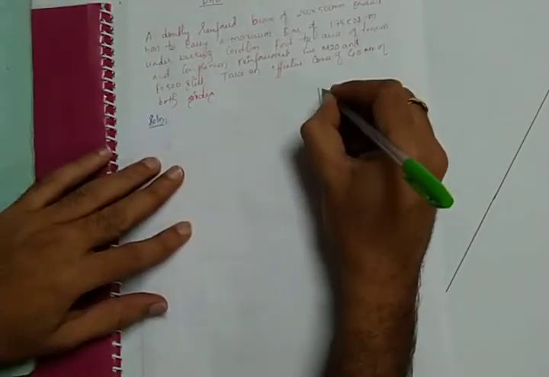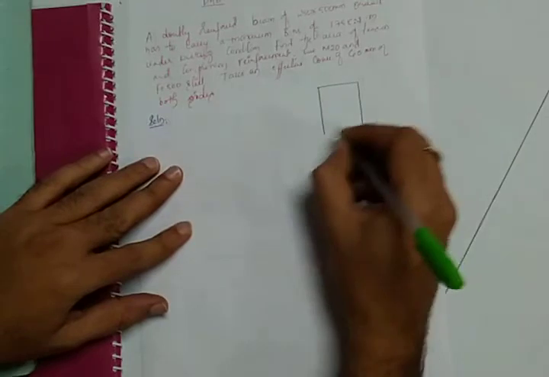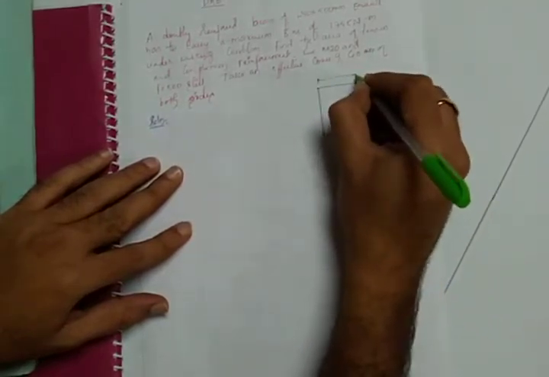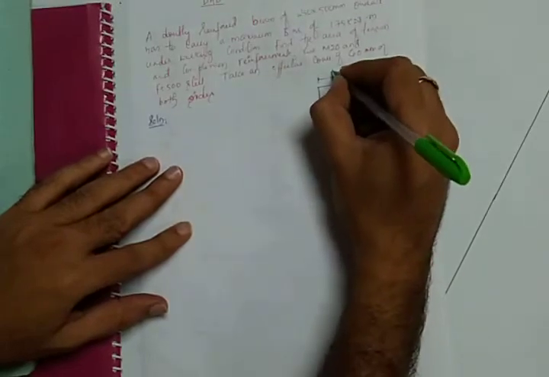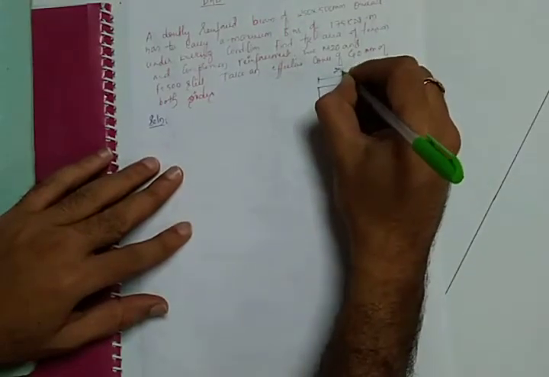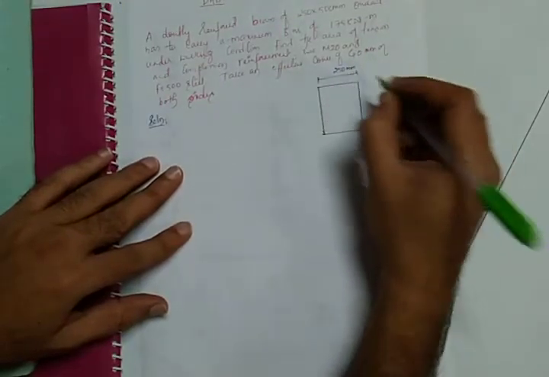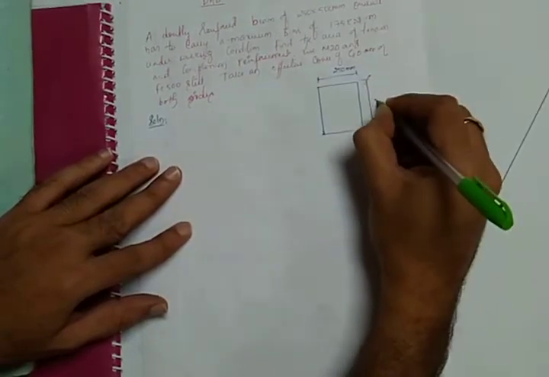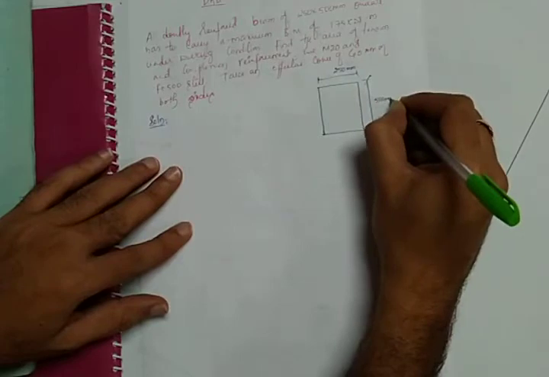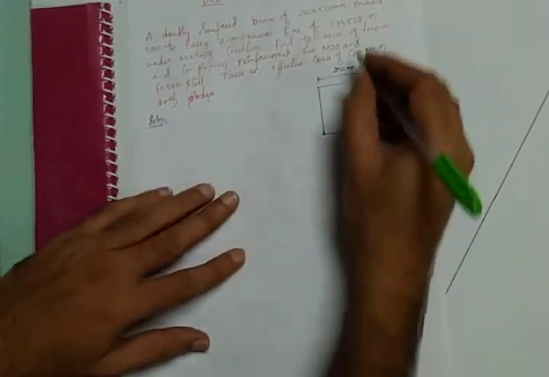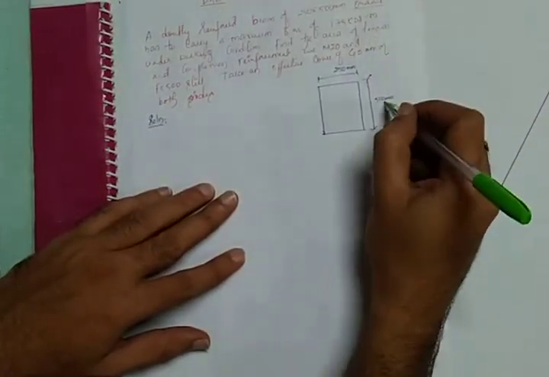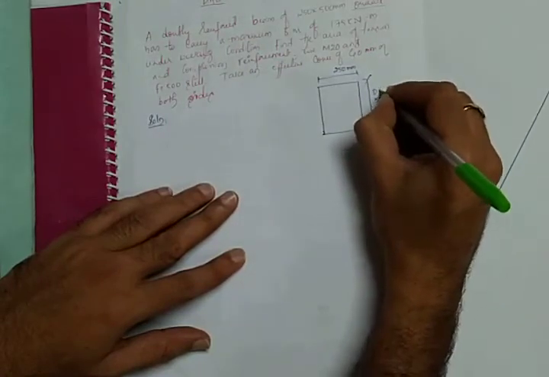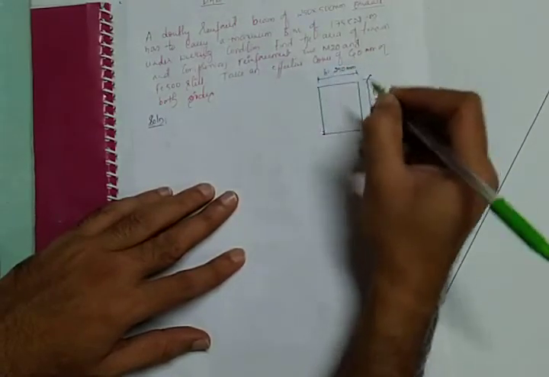So we'll try to draw a sketch here. This is a doubly reinforced beam. The section is 250 mm breadth, and the depth of the section is 500 mm. It is given as overall, so we have to consider this value as capital D. So we will write here capital D is equal to 500 and small b is equal to 250.